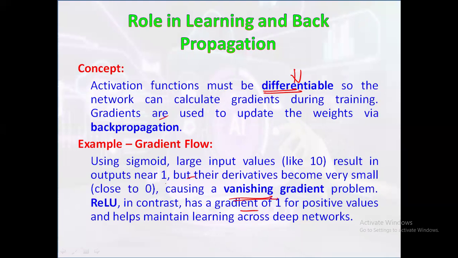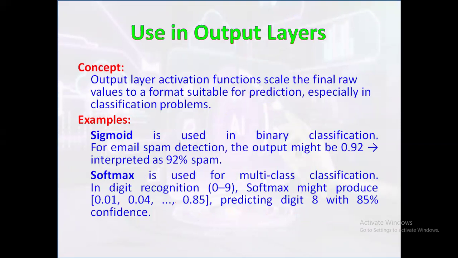Functions like ReLU and leaky ReLU help avoid this problem by maintaining non-zero gradients even for large input values. Next, use in output layers. In the final layer of the neural network, the activation function transforms the raw output into interpretable predictions.